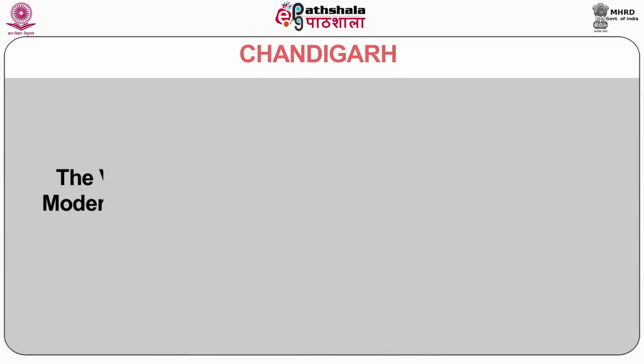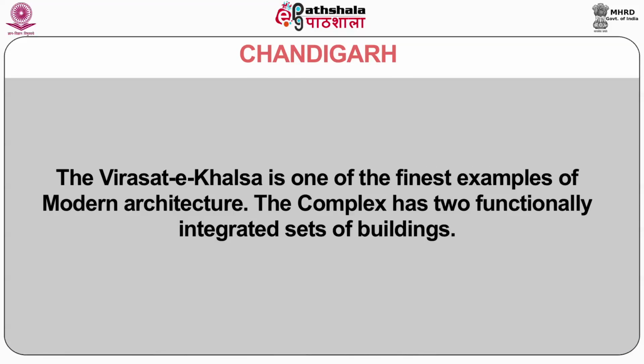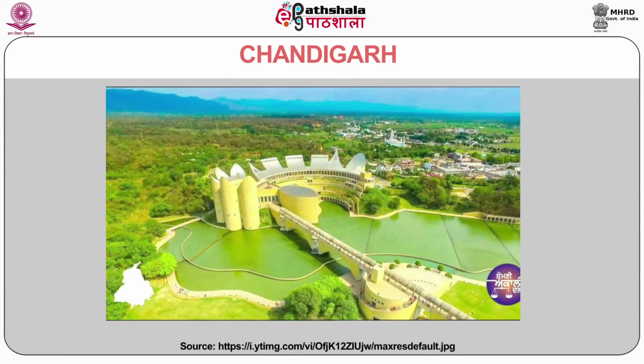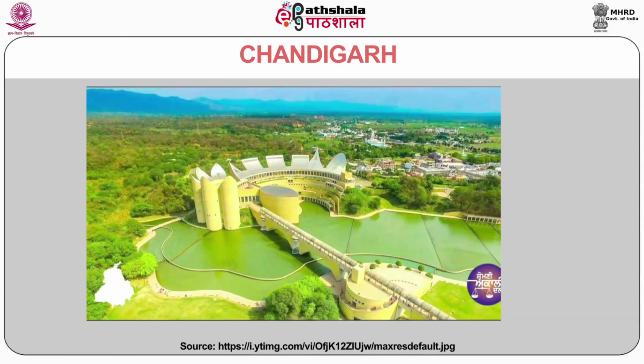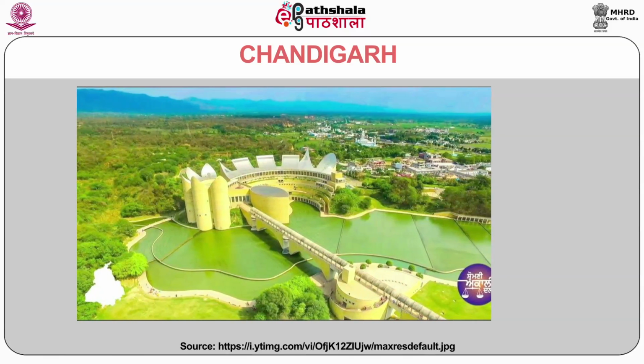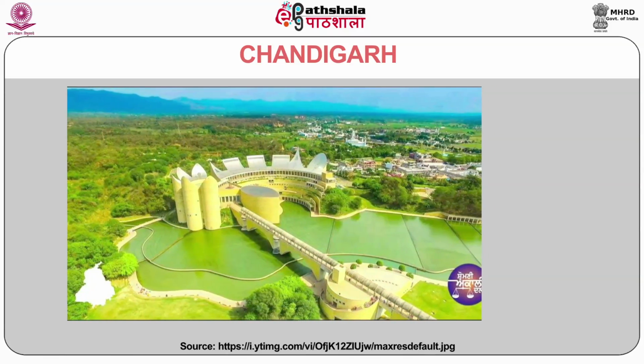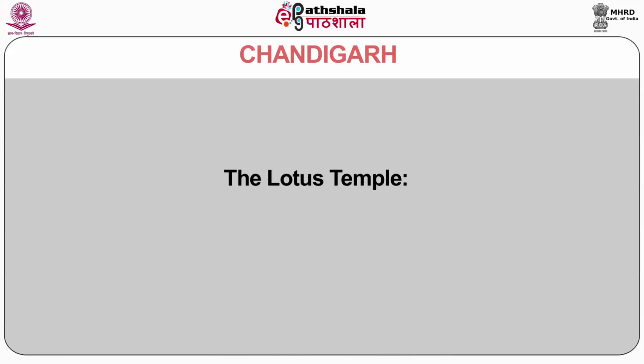Virasat-e-Khalsa. The Virasat-e-Khalsa is one of the finest examples of modern architecture. The complex has two functionally integrated sets of buildings. There is a 165-meter bridge from the western complex which provides pedestrian access to the eastern complex. The eastern complex houses the Virasat-e-Khalsa Museum that comprises permanent exhibit galleries on 500 years of Sikh heritage along with museum facilities.